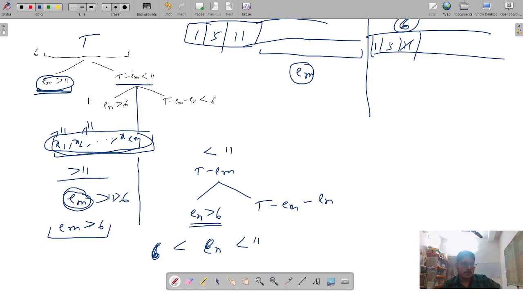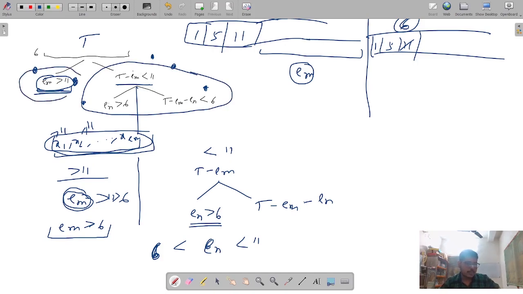Okay? So the number of elements here is never going to be equal to the number of elements here, because these are the elements greater than 11 and these are the elements less than 11, right? So these are the elements less than 11, these are the elements greater than 11. So they are never going to be the same.